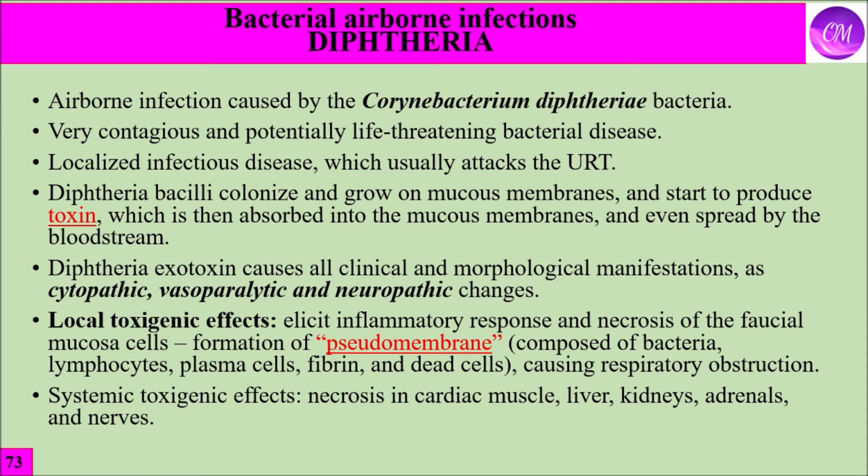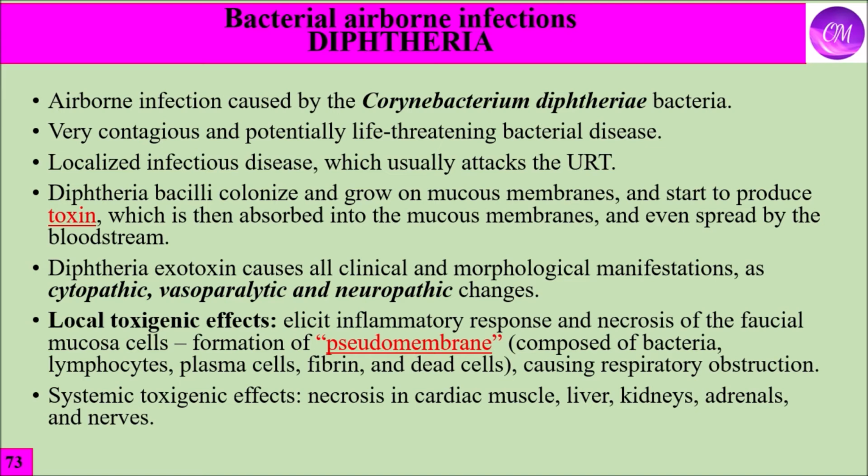And diphtheria bacilli colonize and grow on the mucous membrane and start to produce toxin, which is then absorbed into the mucous membranes and even spread by the bloodstream. Diphtheria exotoxin causes all clinical and morphological manifestations such as cytopathic, vasoparalytic, and neuropathic changes.